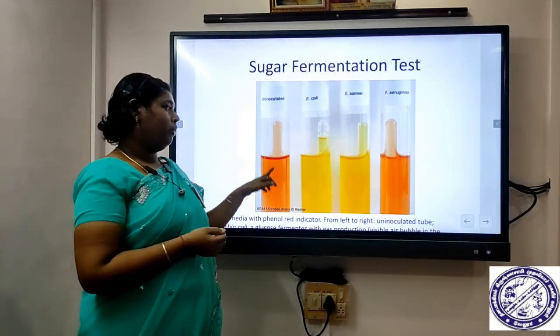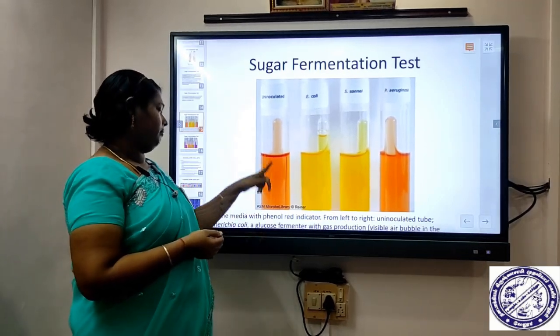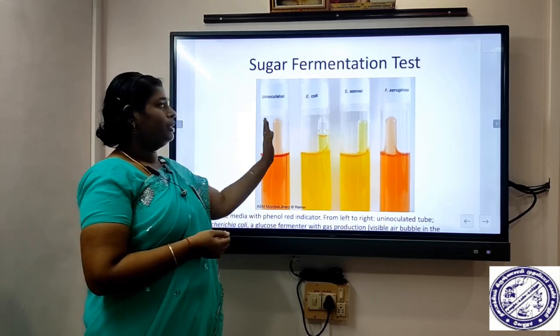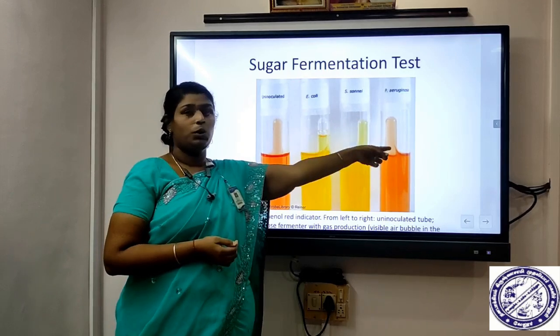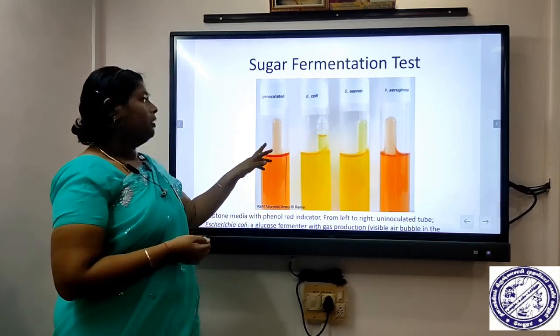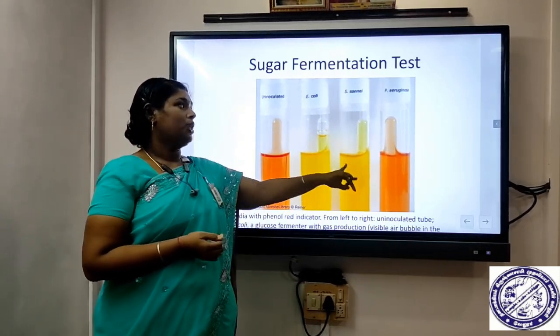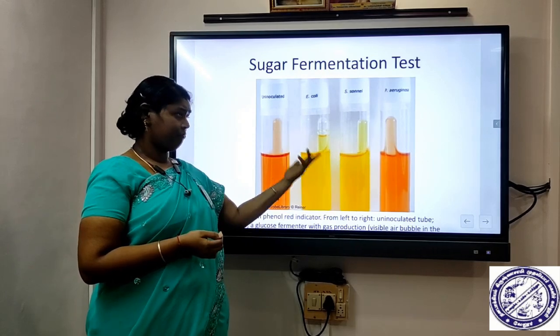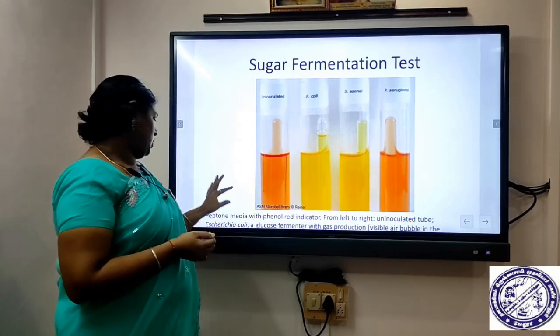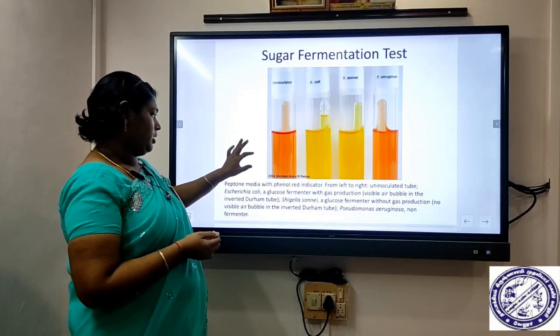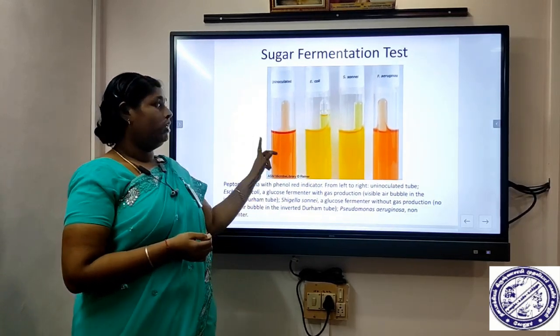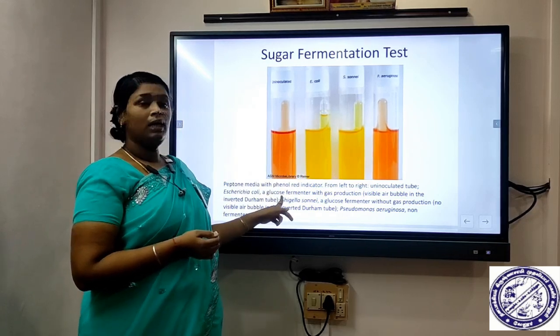So see, this is the phenol red indicator added medium. So the medium will be orange in color. Okay, so it will be orange in color. We have used 3 different organisms: E. coli, Shigella sonnei and then Pseudomonas aeruginosa. See, these two organisms, E. coli and Shigella sonnei, are positive for the sugar fermentation. So what is the sugar that we used? See, this is the glucose. So the sugar used in this medium is the glucose.